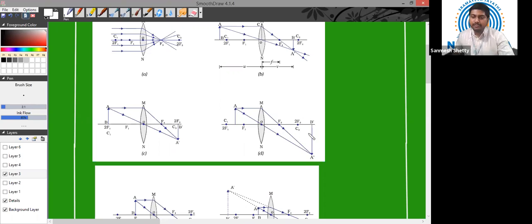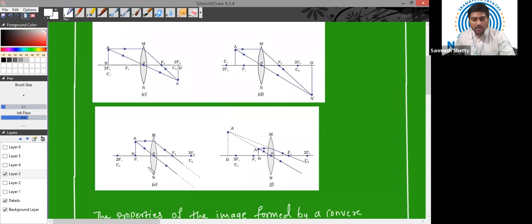If the object is kept exactly at the focus, the image will be formed at infinity. Now, if we bring the object further closer to the lens, that means if we keep the object between the focus and the optical center, then instead of a real image, we will get a virtual image. This virtual image will be erect and highly enlarged.